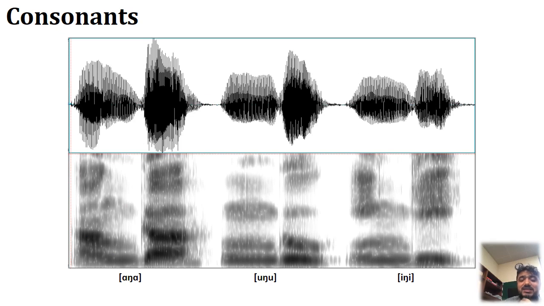This is basically the ng sound. So anga, ungu, ingi. You see again the trends here are similar to the nasal sound as well. You have some nasalization patterns here as well: the lighter formants and formants going down. So some nasal-like behavior because obviously it has a na in it. So you see some na-like behavior and then some ga-like behavior, which is visible only for a very short time here. Some na and ga-like behavior that indicates the ng sound.